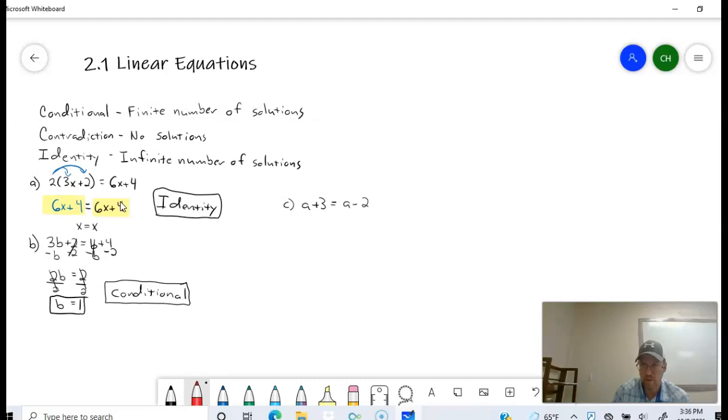Let's just move, we'll add 2 to both sides. Oop. Got a little ahead of myself there. The first one cancels, and I get a plus 5 equals a. Now I'm going to subtract a from both sides. Those cancel, and those cancel. So I get 5 equals 0. 5 can't equal 0, right? So that is a contradiction.